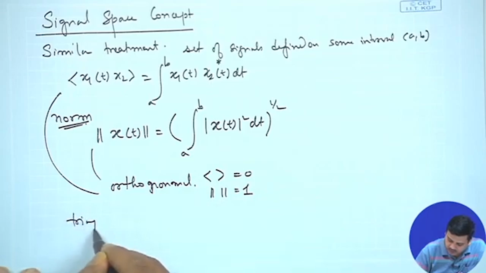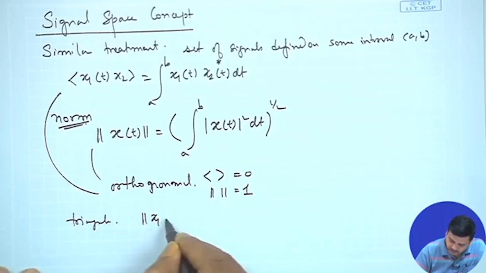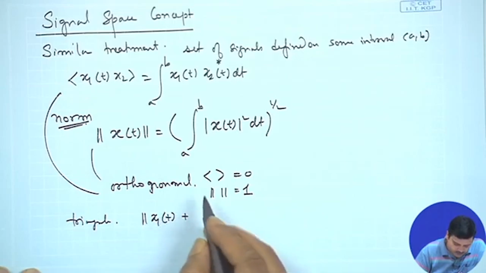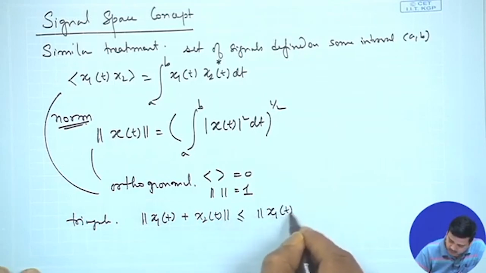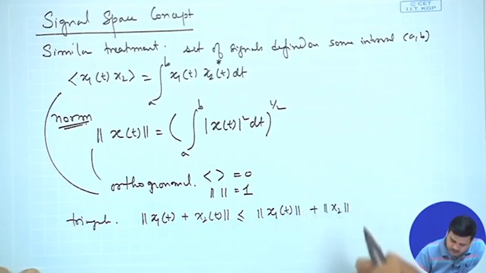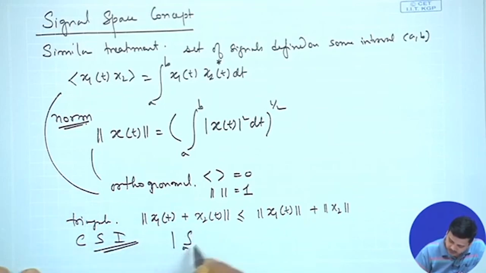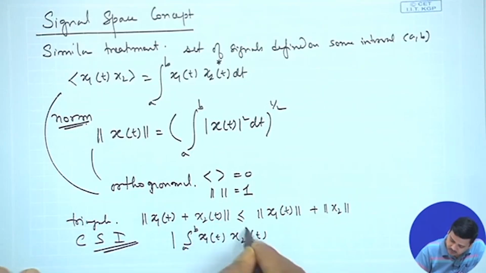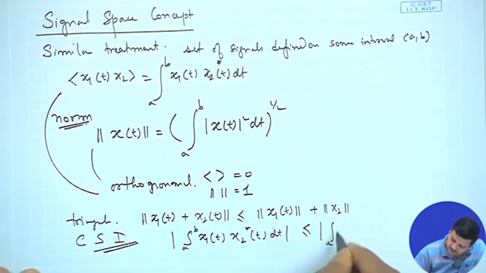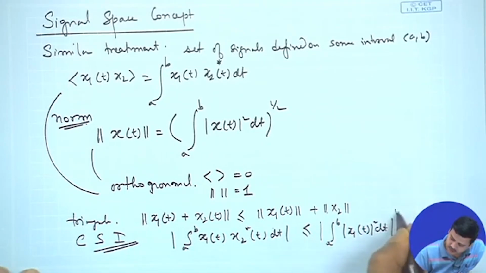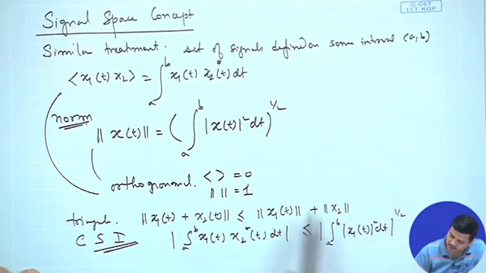Triangular inequality would be satisfied in a similar way, as in vectors, and you have this Cauchy-Schwarz inequality. I am writing in short. It is integral a to b x1 of t x2 of t, again a conjugate if it is complex, is less than or equal to integral a to b x1 of t squared dt to the power of half. So, that is how you get the norm.